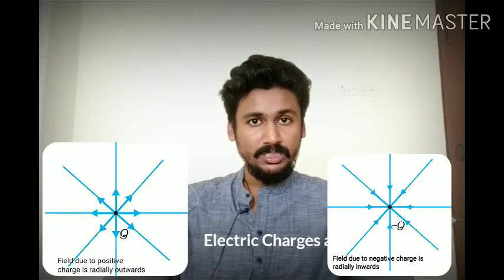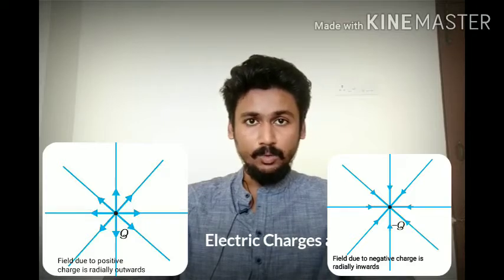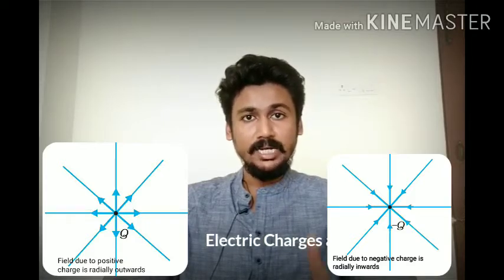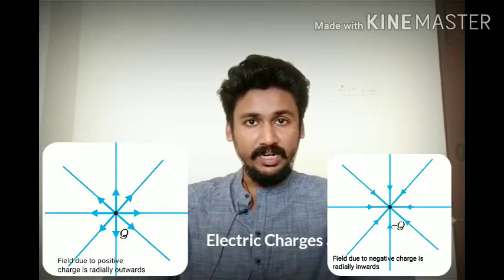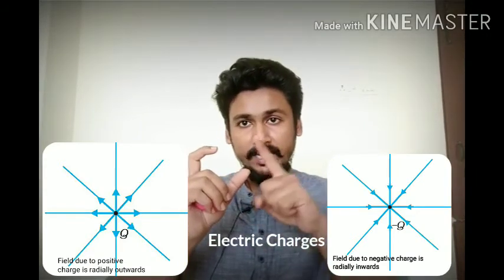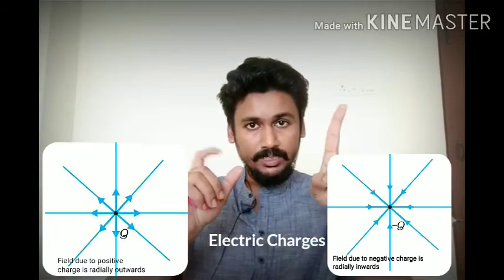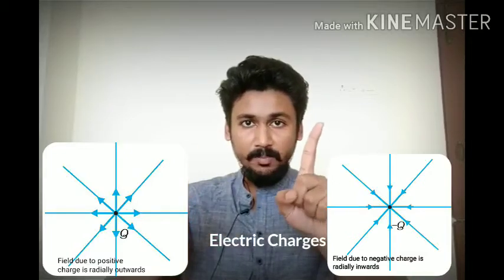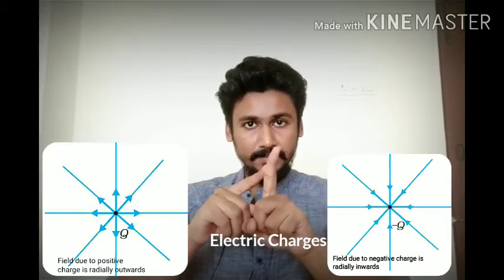So if the source charge is positive, the electric field will be directed radially outwards, and if the source charge is negative, the electric field is directed radially inwards. So remember, whenever there is a positive charge, the electric field will be going radially outwards. If there is a negative charge, it will be coming radially inwards.